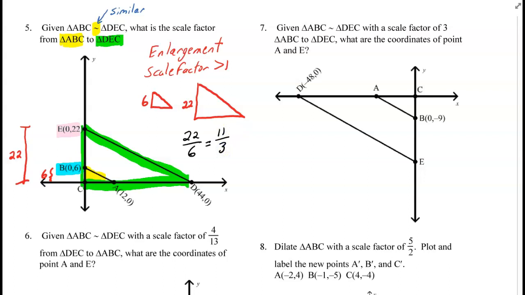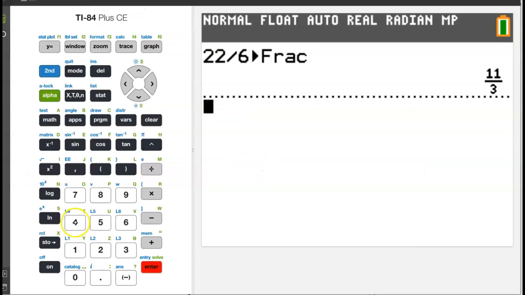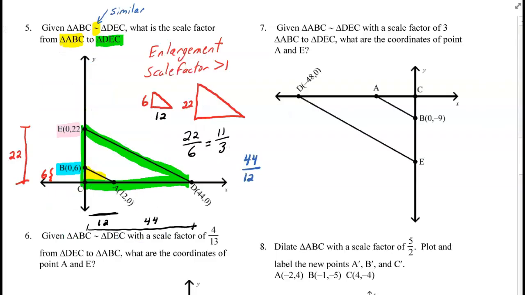Now for clarity, you could have used the other dimensions. So if you look at the other dimensions here, AC is 12. So that's 12. I'll put that at the bottom. And all the way across is 44. So another way you could have done this problem is 44 over 12. And just to show you, 44 divided by 12, math fraction, you still get 11/3. So the scale factor here is 11/3.